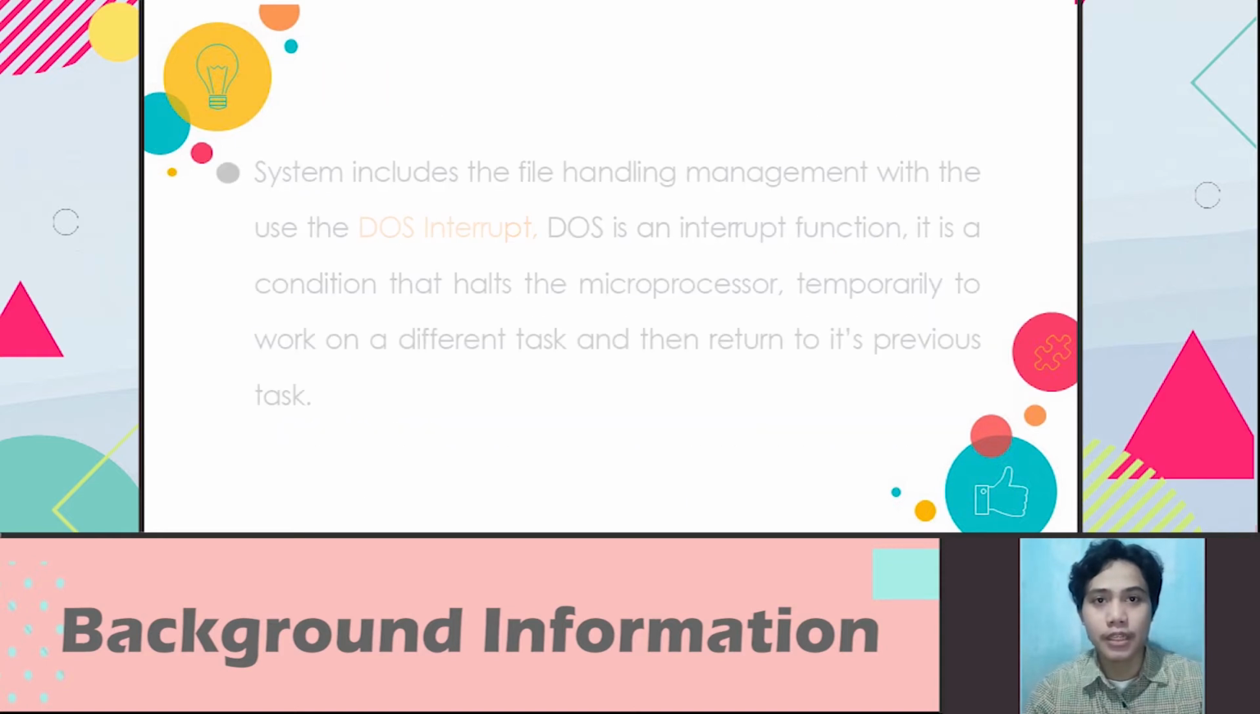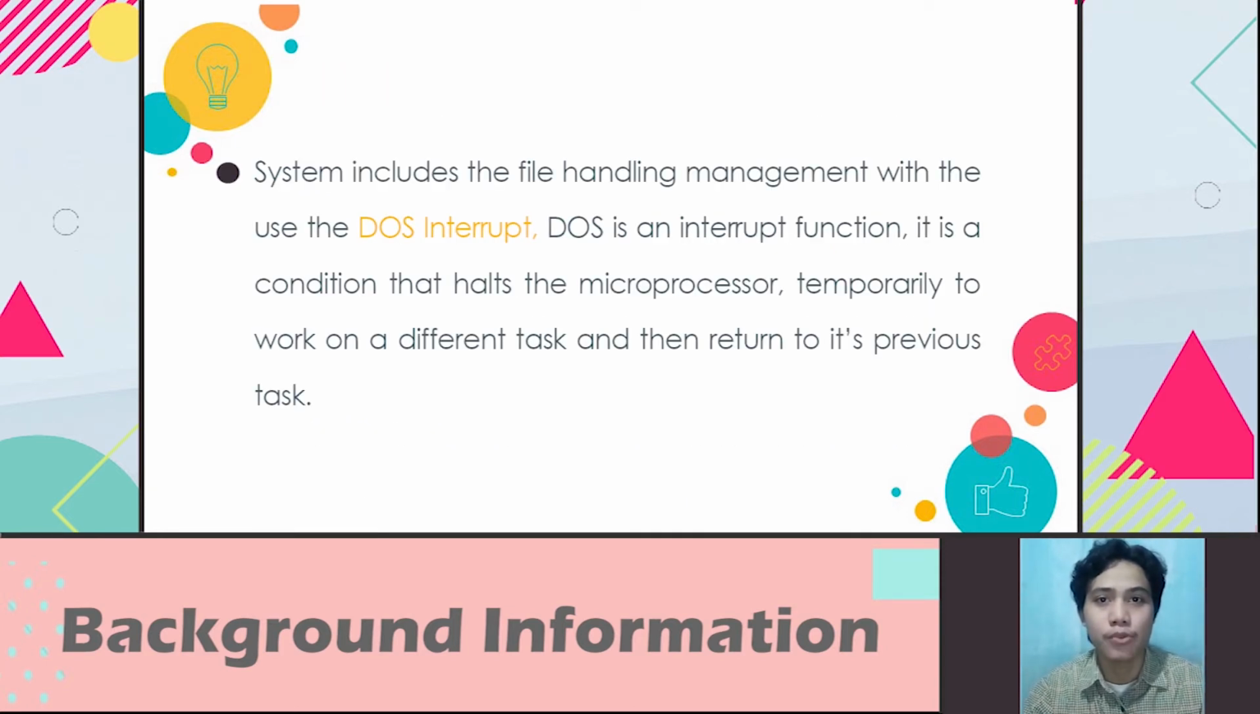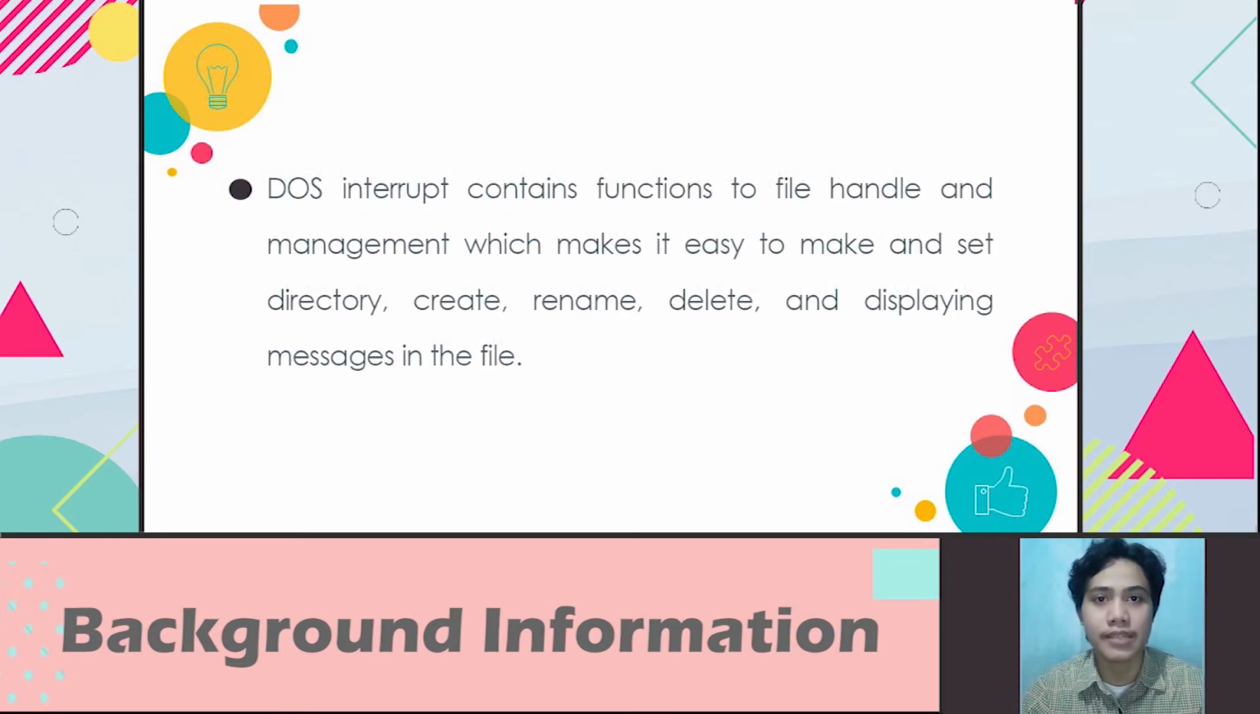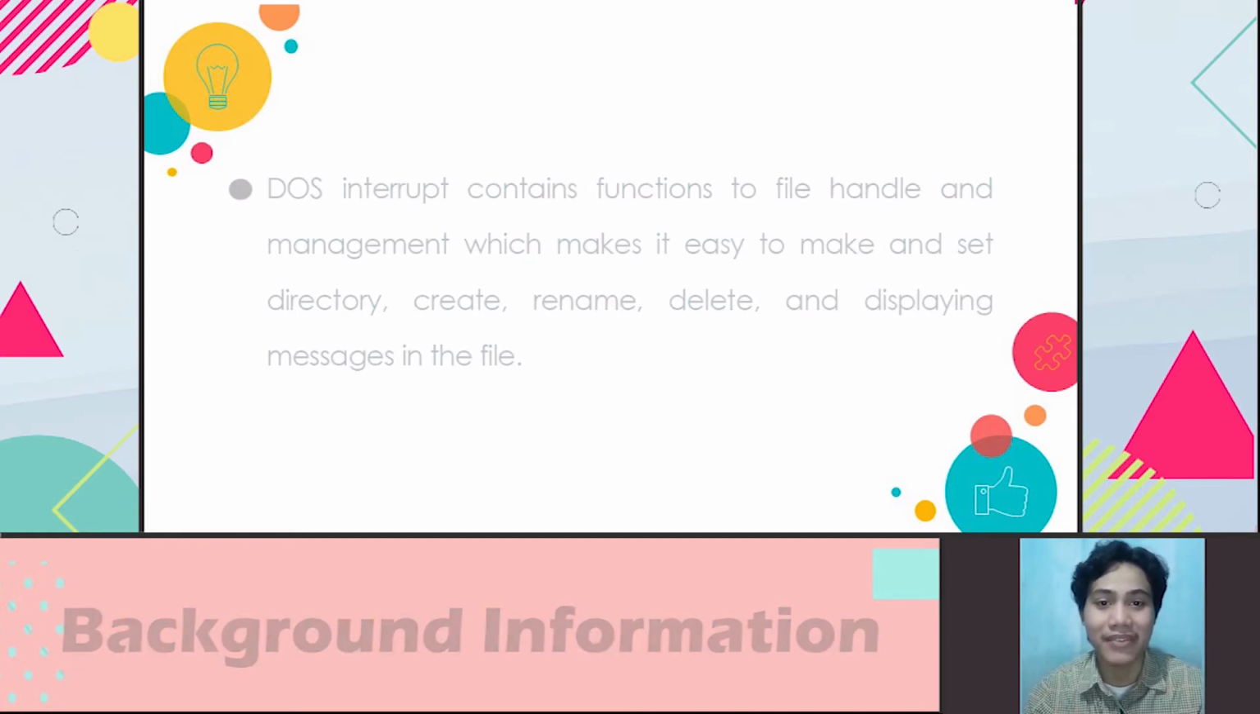Furthermore, the system includes file handling management with the use of the DOS interrupt. DOS is an interrupt function. An interrupt is a condition that halts the microprocessor temporarily to work on a different task and then return to its previous task. The DOS interrupt contains functions for file handling and management, which make it easy to make and set directories, create, rename, delete, and display the message in the file.